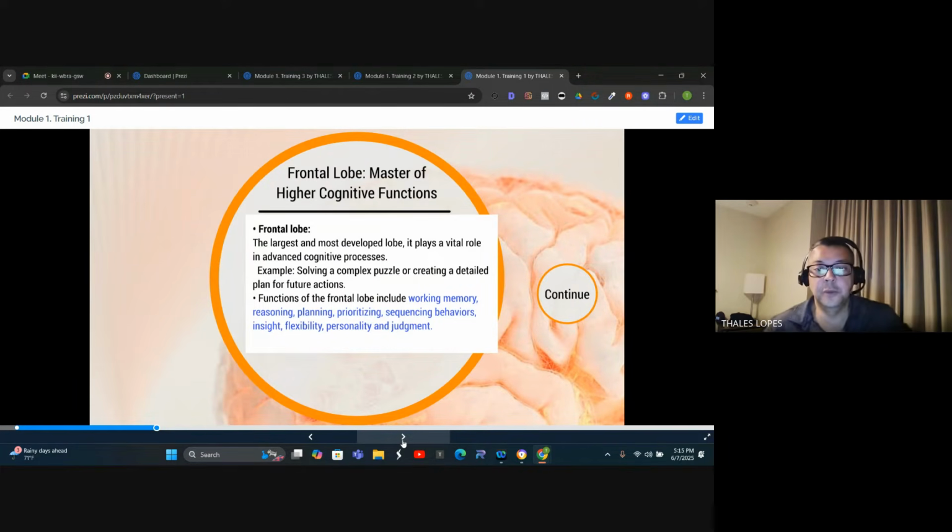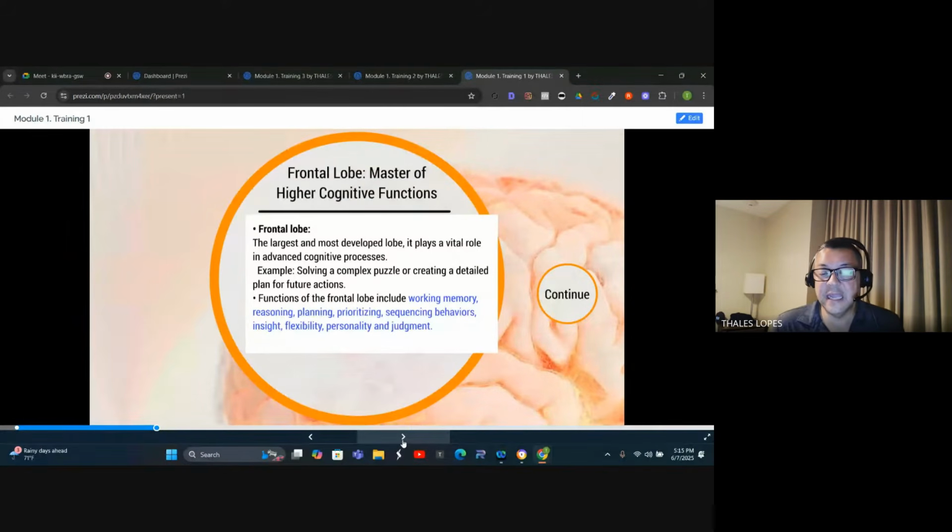Now, the frontal lobe is the largest and most developed lobe of the brain, right? It plays the most vital roles in cognition processing. If you think of solving a puzzle, you would need your frontal lobe, right? Creating details about future action or planning, organization would be your frontal lobe, your working memory, planning, prioritizing, sequencing. For example, sequence of sevens would be part of the frontal lobe.